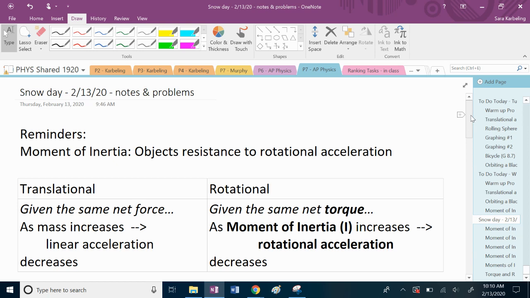Of course, on this snow day, I forgot to bring my stylus to school, or home from school. So I'm going to do everything by typing it out, which is why it took me a little longer to get it all ready for you. Anyway, let's jump in and get started.